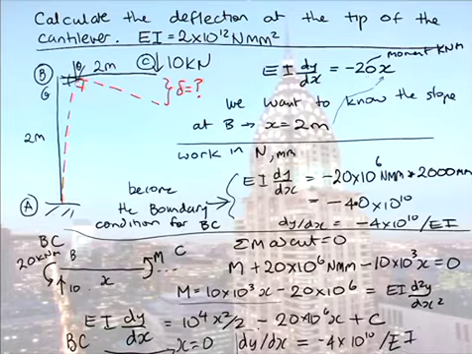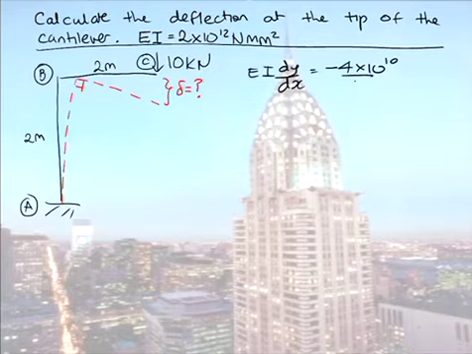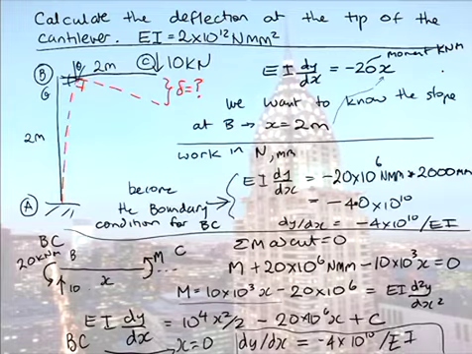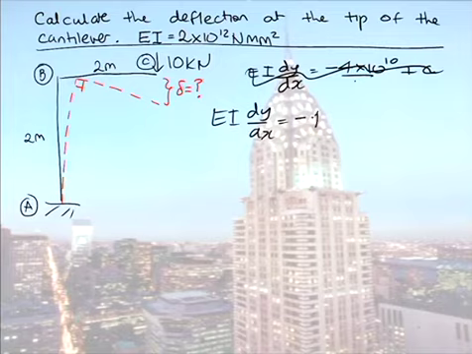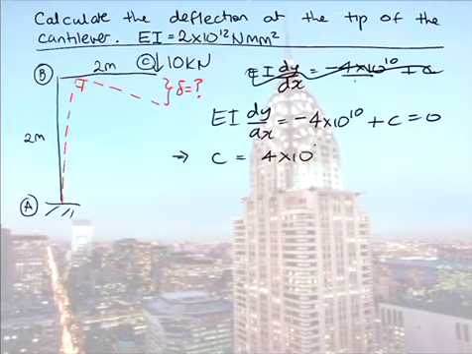Oh, okay. Here I say dy dx is equal to minus 4 by 10 to the 10 on EI. So here, that means EI dy dx is just equal to 4 by 10 to the 10, plus C. So, EI dy dx, which on the other page we said was equal to minus 4 by 10 to the 10, plus C equals 0. So therefore, we have a value for our constant of integration. It's equal to 4 by 10 to the 10.